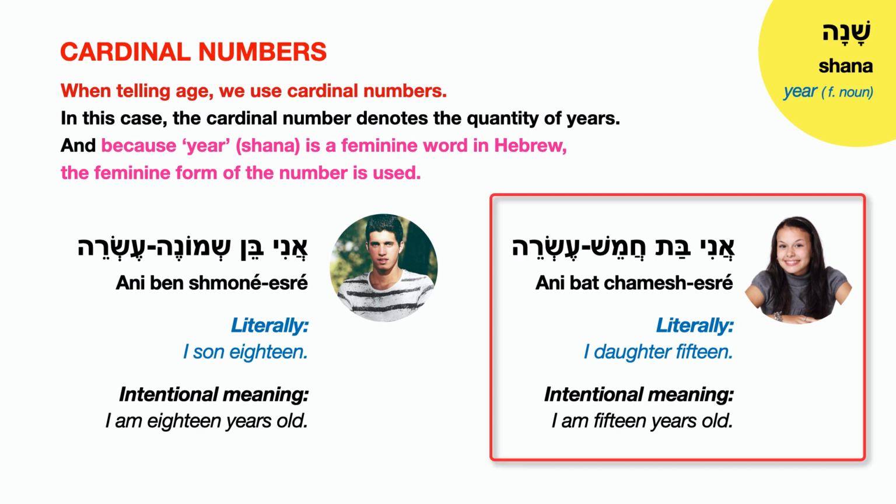On the feminine side, this girl says she's 15 years old. So she says, Ani, I, bat, daughter, chamesh esre. The feminine form of the number 15. So Ani bat chamesh esre. I, daughter 15, and that's how she says, I am 15 years old.